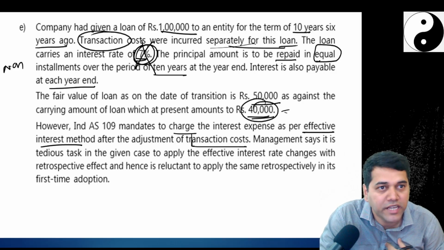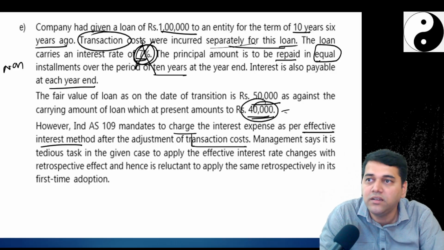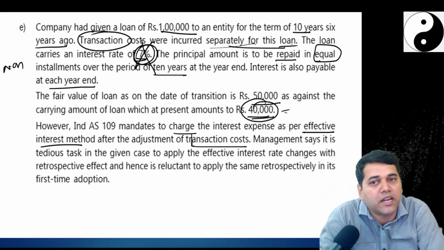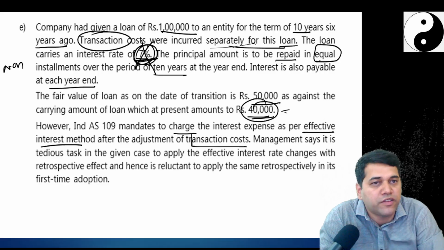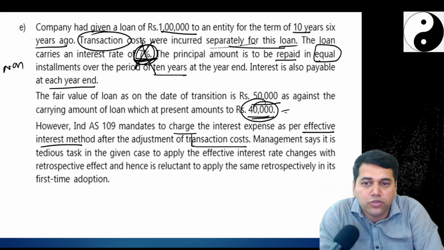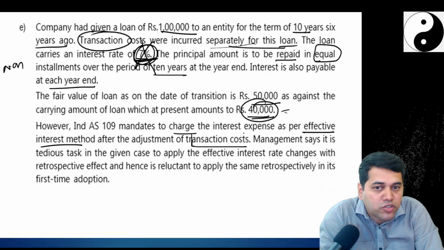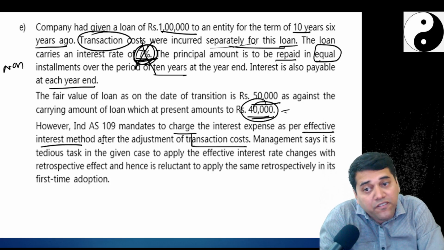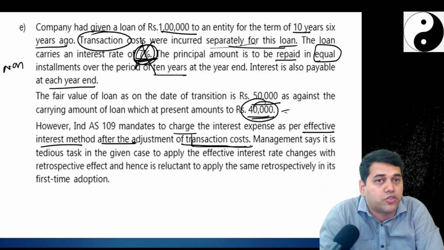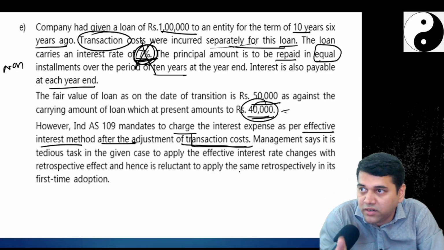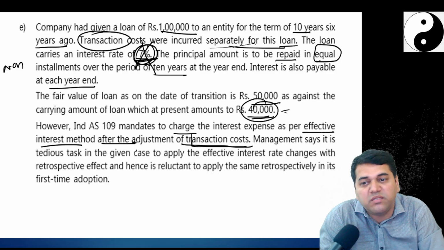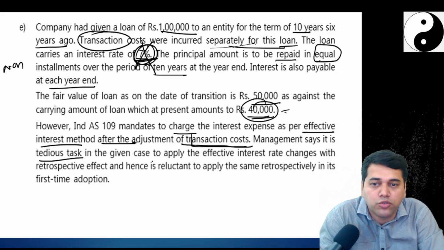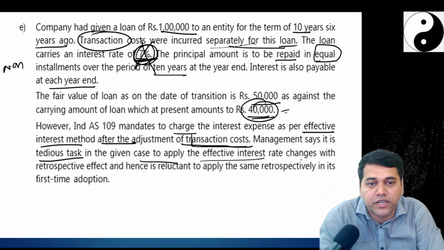This is what I would have done in Ind AS 109. What they did is they must have charged it to the P&L account, and they have charged interest at the rate of 7%. So 109 mandates to charge the interest as per EIR after adjustment of the transaction cost, because you are showing the loan at amortized cost. Clear?